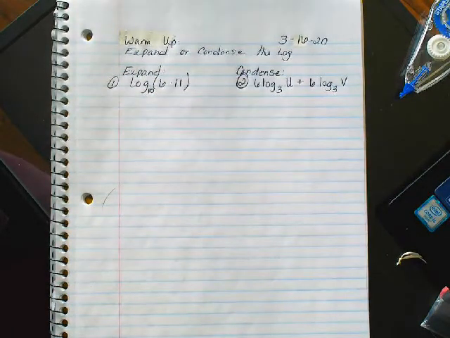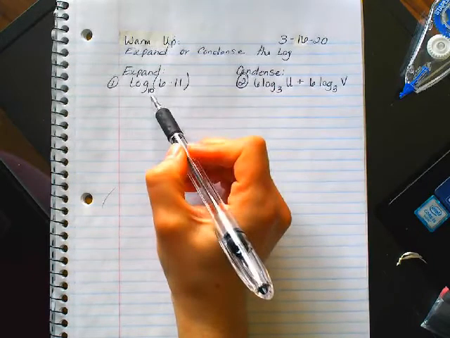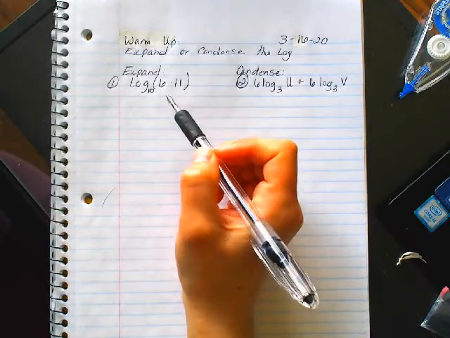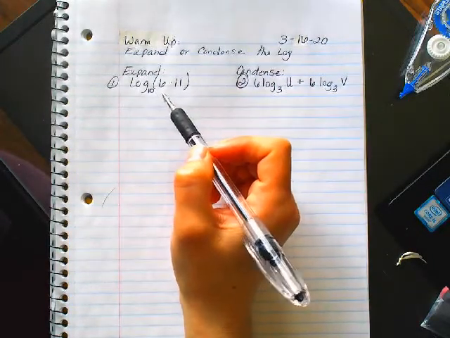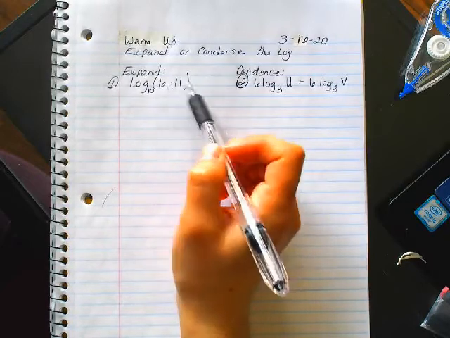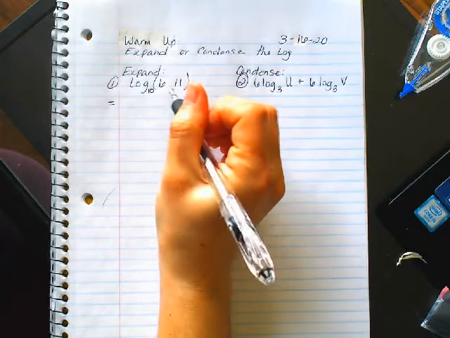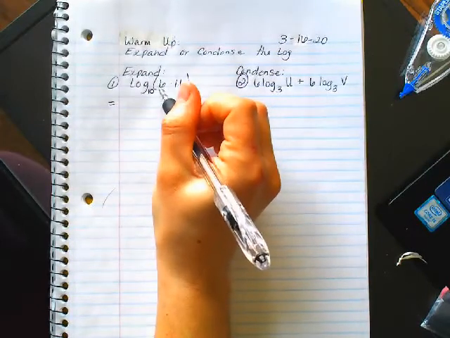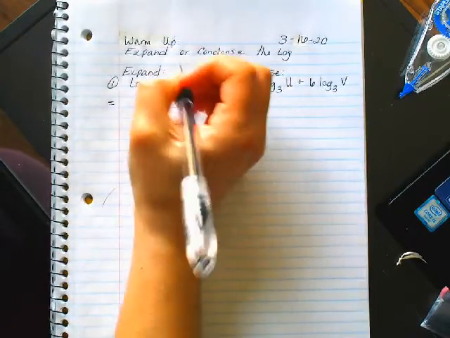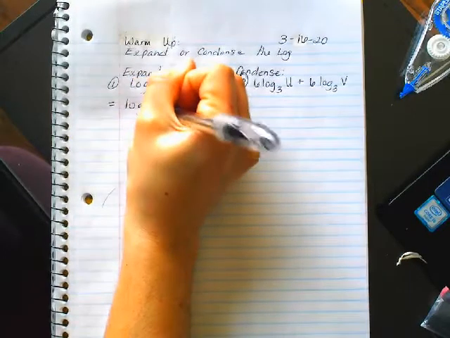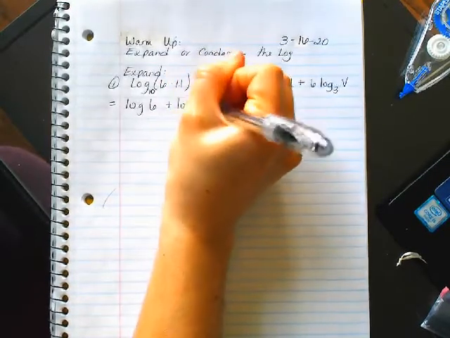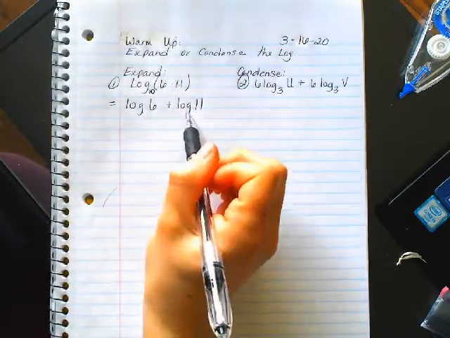The reason that's important is because we have to make sure that the bases are the same before we're allowed to apply any logarithm properties. Okay, so we're given log base 10 of 6 times 11. And I know, according to the logarithm rules, that I can expand a product by adding together two separate logarithms. So this is going to become log of 6 plus log of 11. Again, both base 10 here.